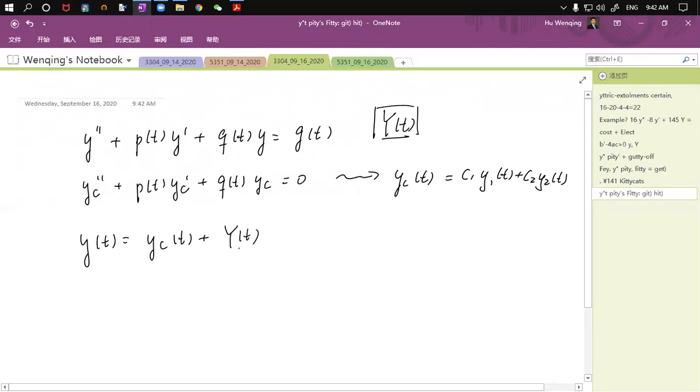So it looks like in order to concretely solve a non-homogeneous equation, the only thing left is that we don't know how to find capital Y of t, because we know how to find y1 and y2, for example, by our theory of characteristic equations. So therefore, it is very important to find the capital Y of t. Is that good for everybody?